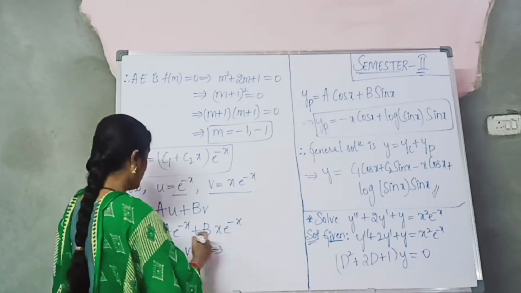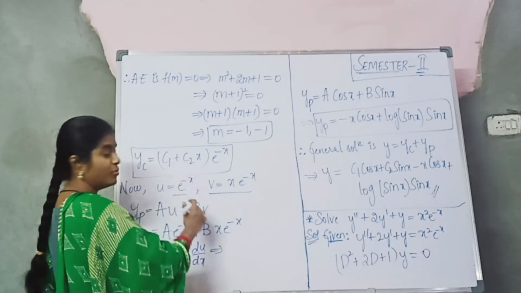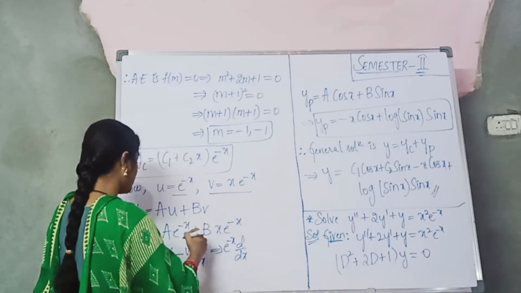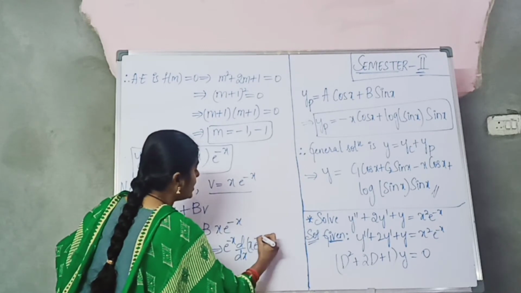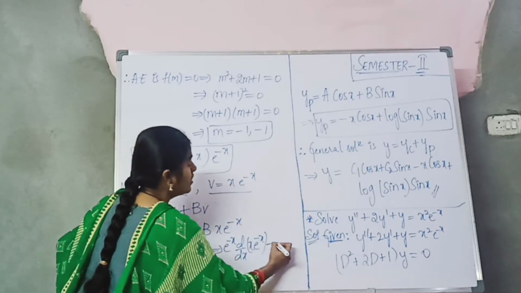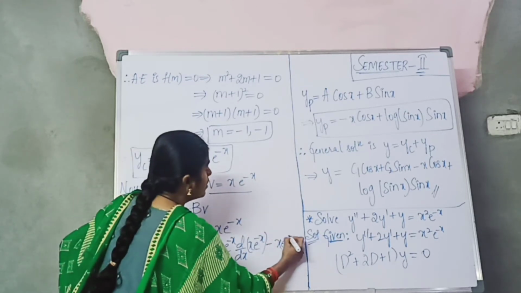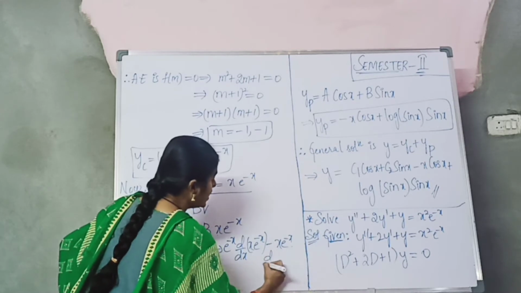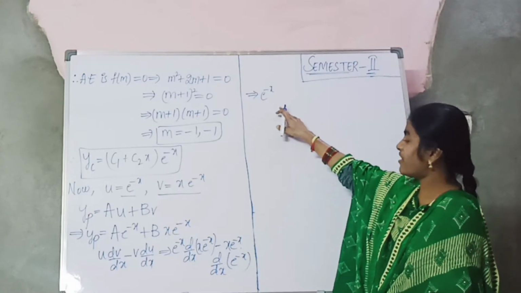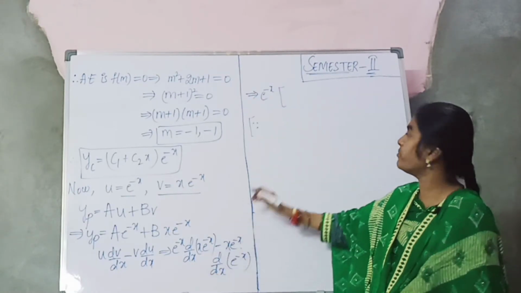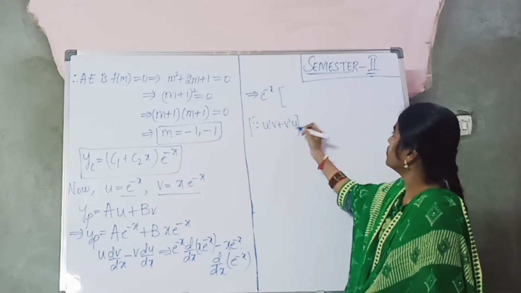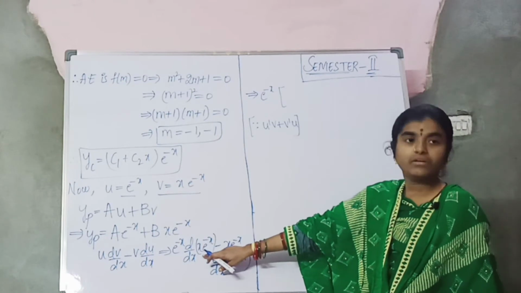So what is the value of u here? e power minus x into d by dx of, what is v? x into e power minus x, minus, what is the value of v? x into e power minus x into d by dx of, what is u? e power minus x. So that implies e power minus x. Since here we are applying the uv method, u dash v plus v dash u. So here what is u here? x.